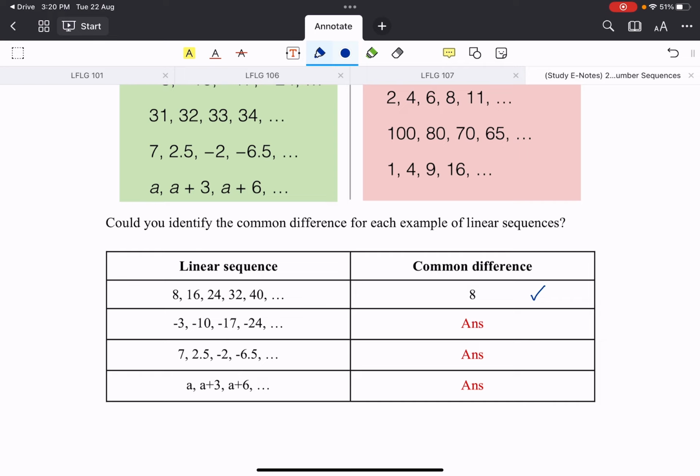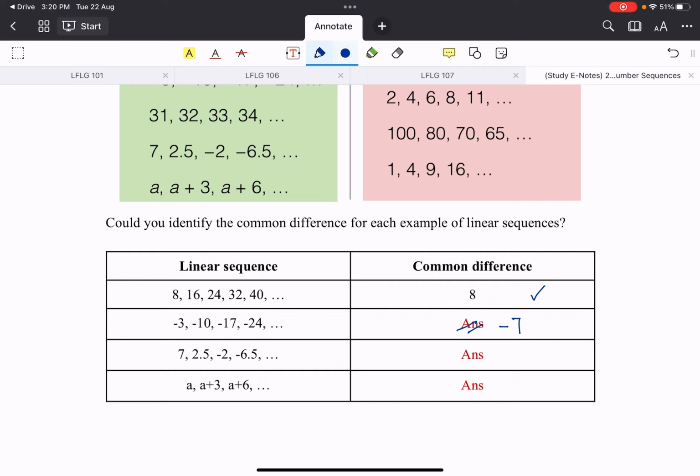Now, for the second pattern, right, second sequence, from negative 3 to negative 10, we actually subtract 7. Then negative 10 to negative 17, subtract 7. So down here, this one is actually negative 7. I just remove this, right? How about the next one?